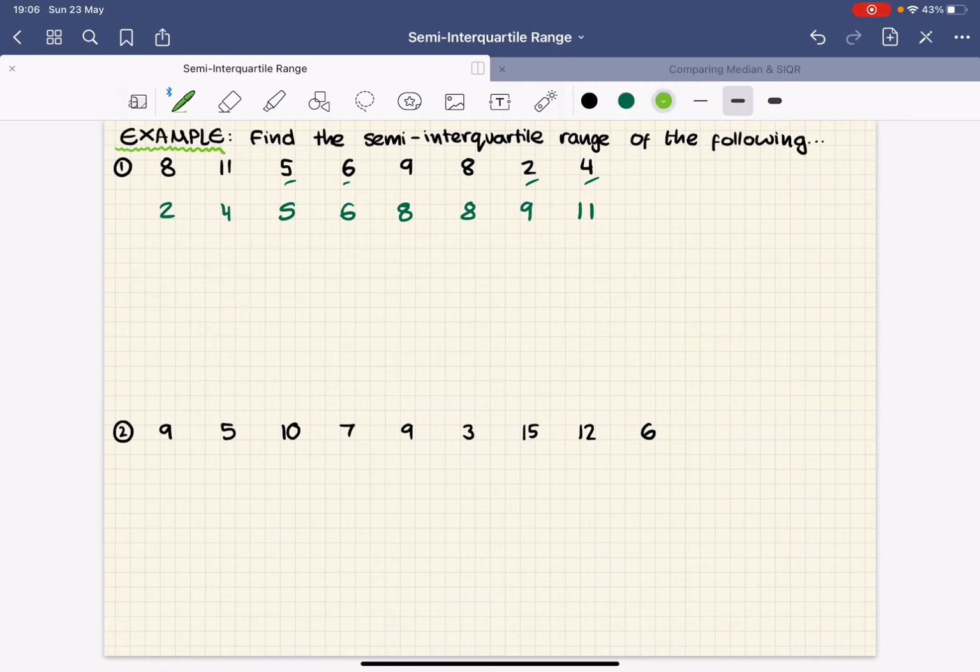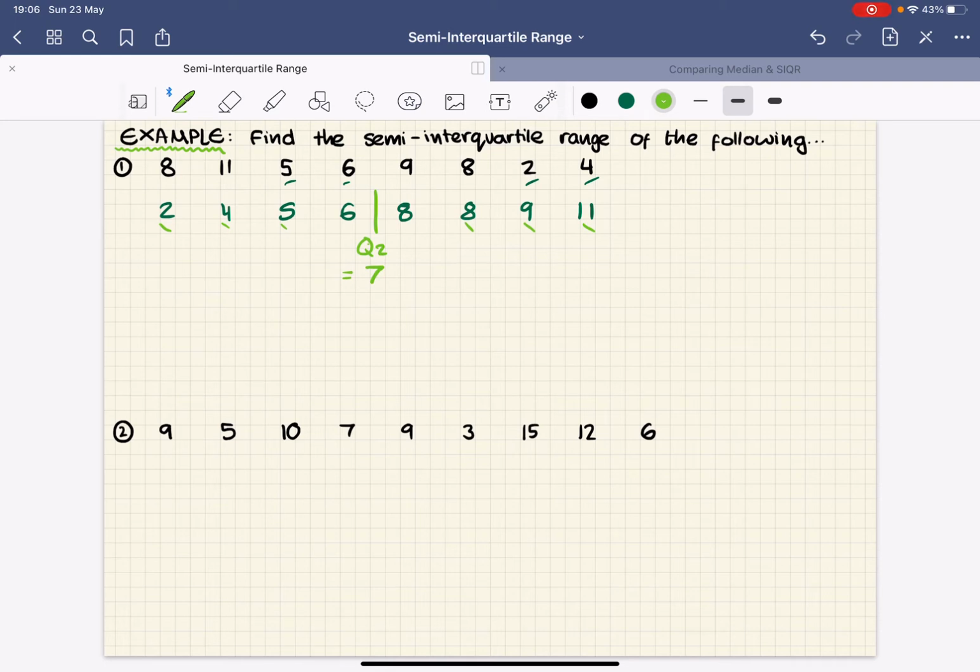So I need to start working out what my median is first. Working my way through: front, back, front, back, front, back. Then I'm left with 2 in the middle. So that means my median is going to be here. And if I calculate that, that leaves my median as 7.